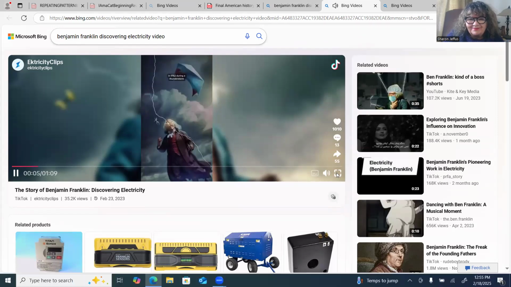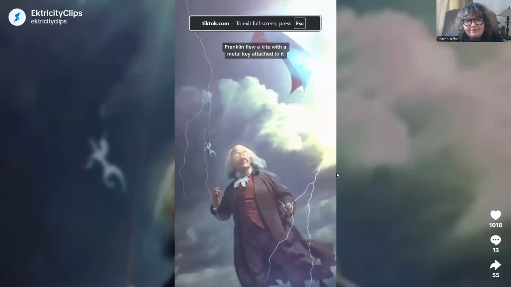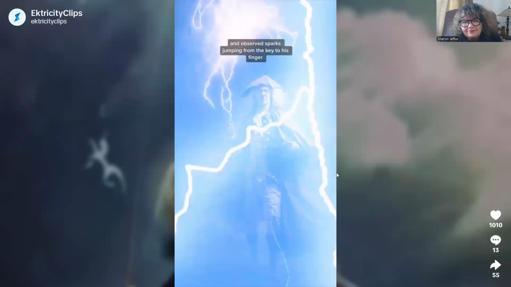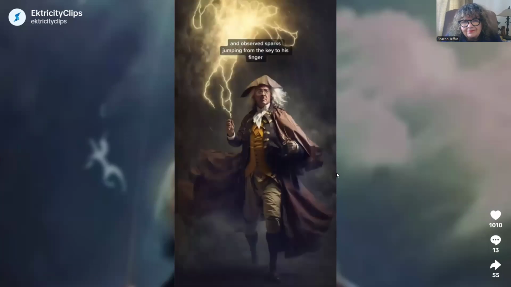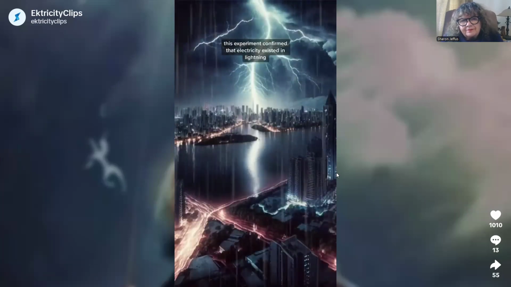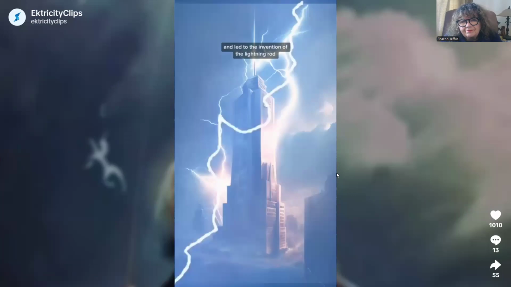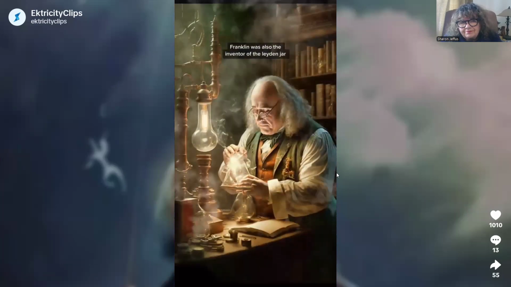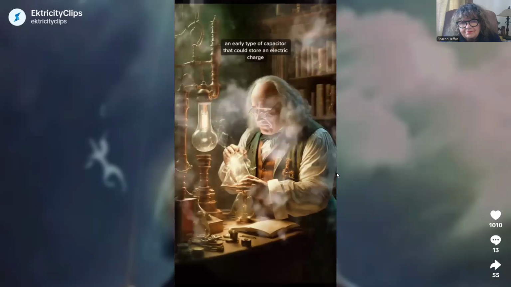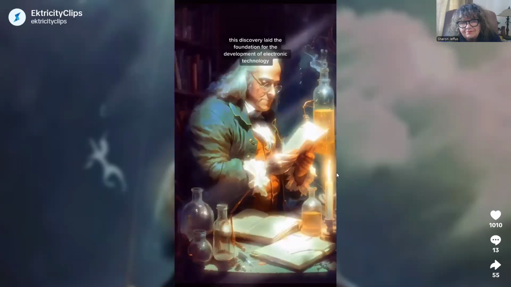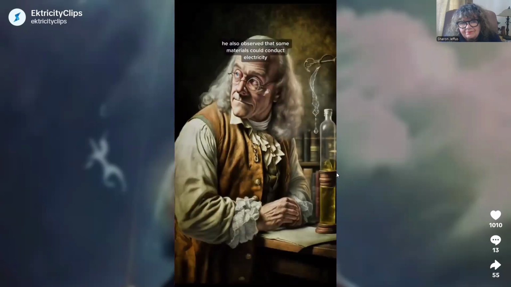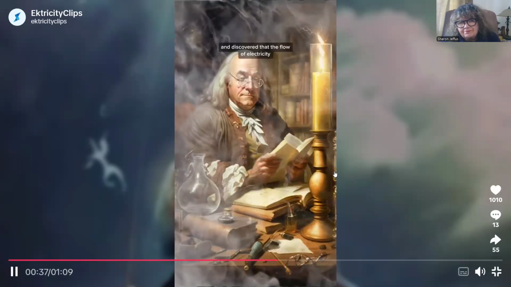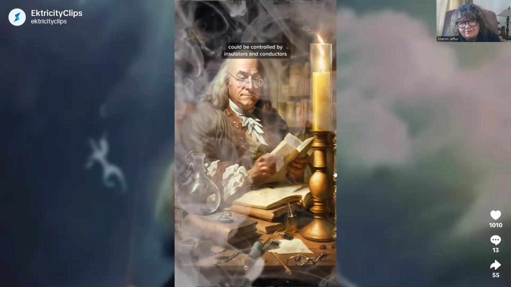In 1752, during a thunderstorm, Franklin flew a kite with a metal key attached to it and observed sparks jumping from the key to his finger. This experiment confirmed that electricity existed in lightning and led to the invention of the lightning rod. But that's not all. Franklin was also the inventor of the Leyden jar, an early type of capacitor that could store an electric charge. This discovery laid the foundation for the development of electronic technology. He also observed that some materials could conduct electricity while others couldn't, and discovered that the flow of electricity could be controlled by insulators and conductors.